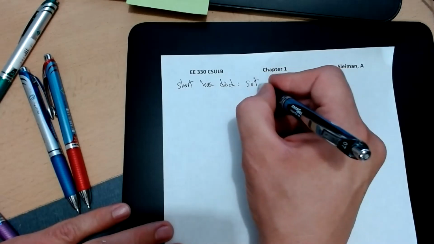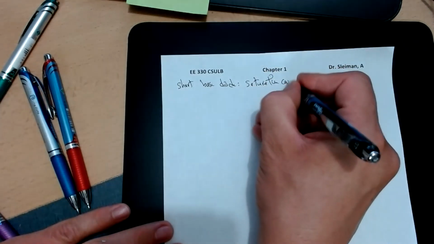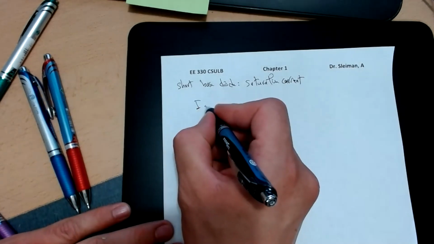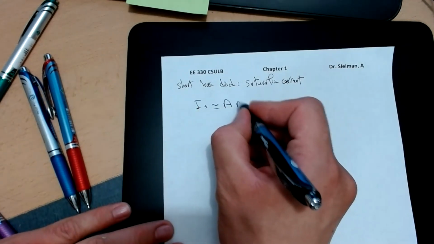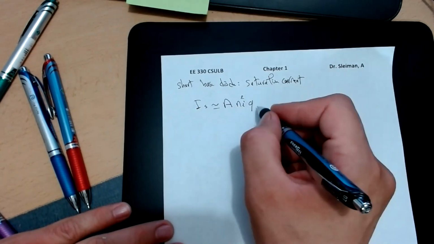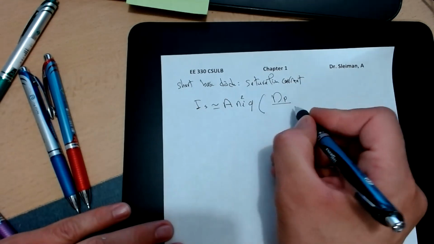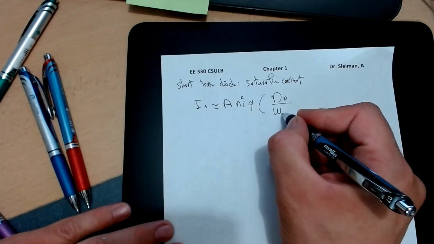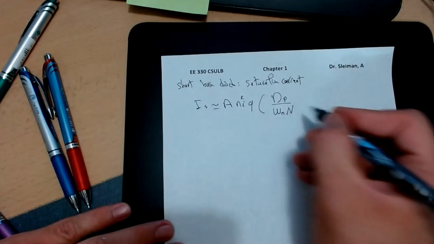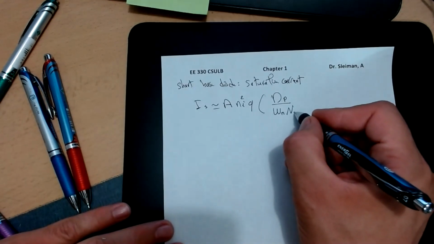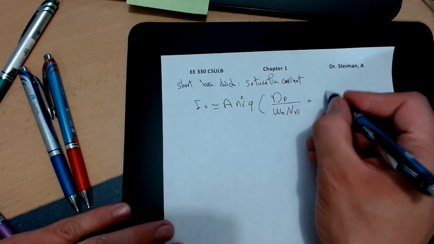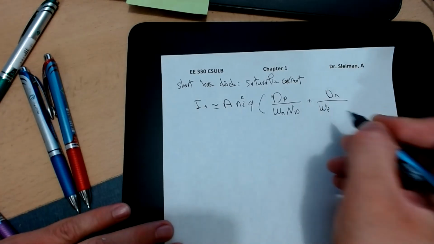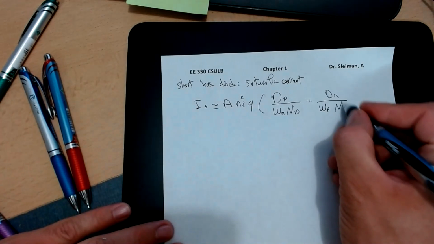during saturation current, IS is equal to A ni squared multiplied with q (Dp divided by the width of the depletion region on the N side multiplied with the doping density ND, plus Dn divided by the width of the depletion area on the P side multiplied with the density).